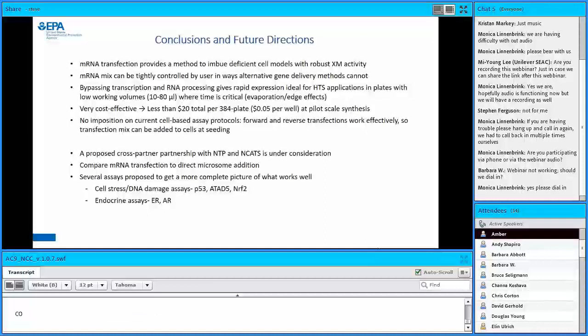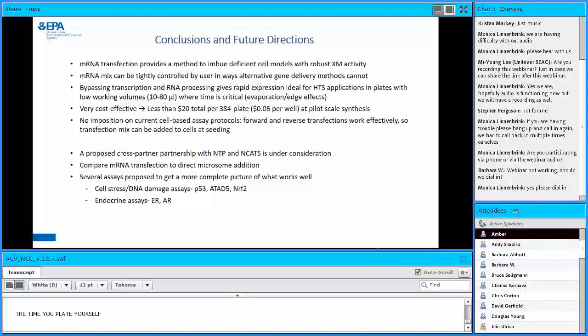It's very cost effective, so everything, including the lipids, was less than $20 a plate, so it's 5 cents per well, and that was a pilot scale synthesis, so if we were to scale this up and have huge RNA synthesis, we'll probably get that cost down much lower. But the really most important thing is this method doesn't provide any real impositions on current cell-based assay protocols. We only did forward transfections for the manuscript, but in the original pilot studies, we did both forward and reverse transfections. They worked equally effective. And so your transfection mix can just be made and added to your cell slurry at the time you plate your cells in the plates. You don't really have to add any steps.